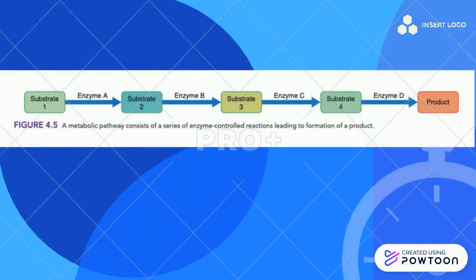Take this picture, for example. It shows a series of reactions that is leading to a product. Each of the reactions is shown by the blue arrow. These reactions are controlled by enzymes, and each substrate that is produced is a product of the previous reaction.